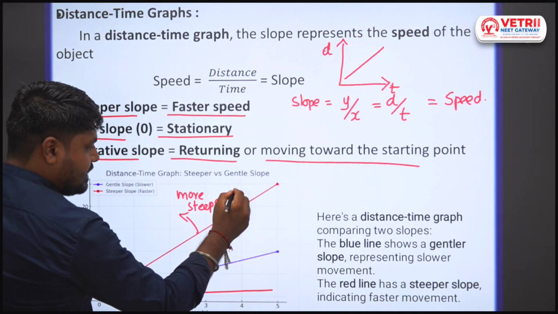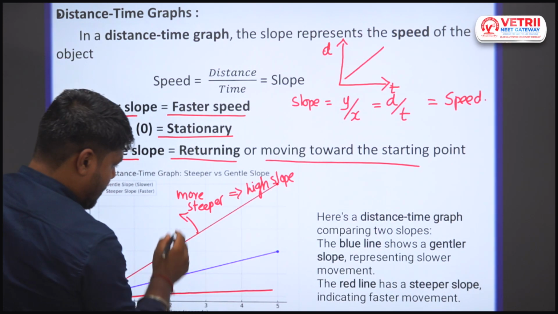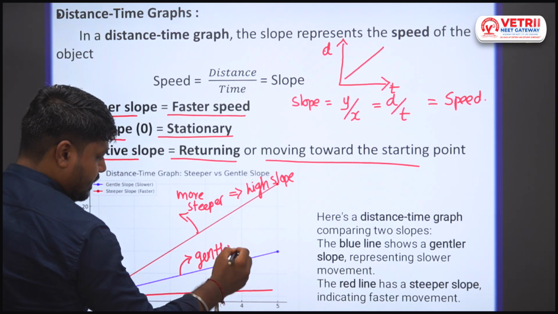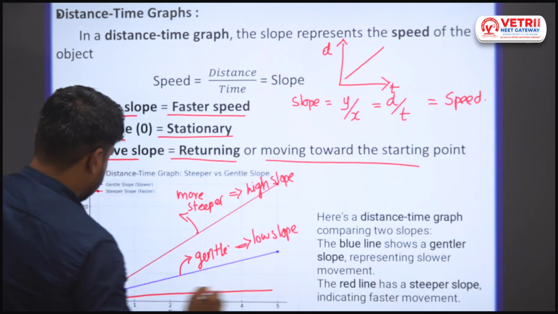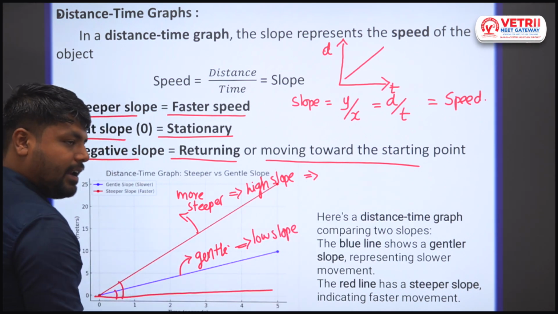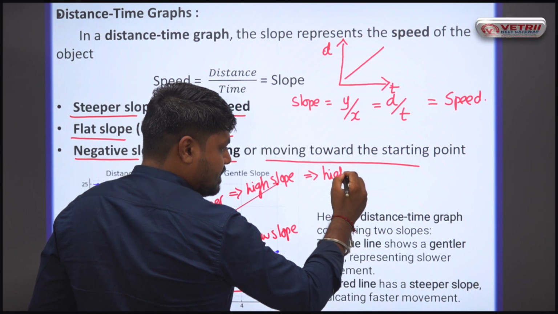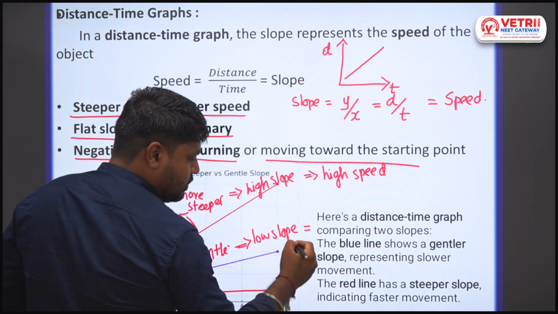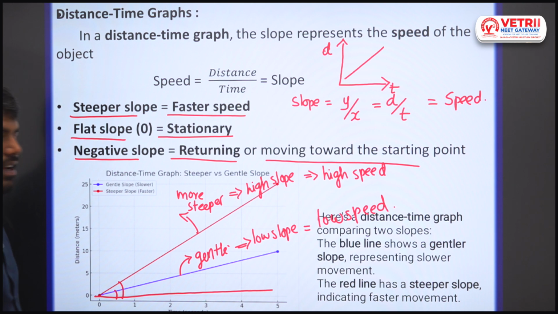Which means it has high slope. Compared to the red, the blue one is gentle. So, gentle, which is low slope. In distance and time graph, if you take slope, it gives you what? Speed, right? So, which one has more speed? High slope will have more speed. Due to high slope, it has high speed. Due to low slope, it has low speed. Can you understand?